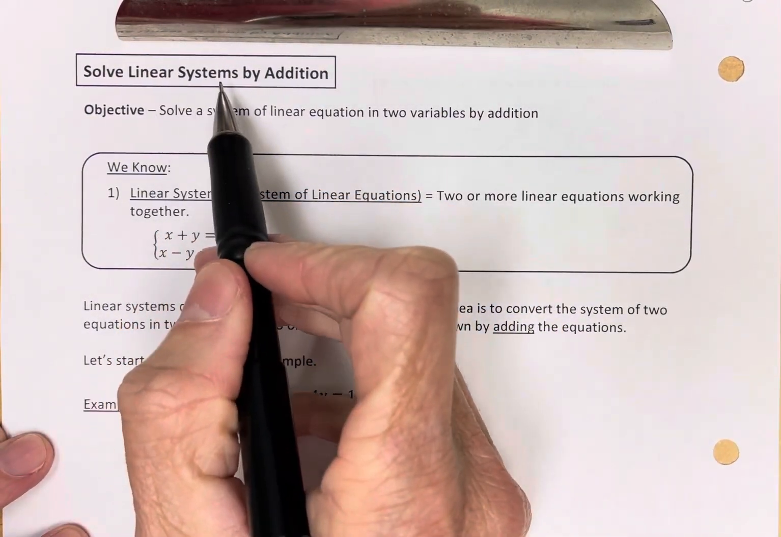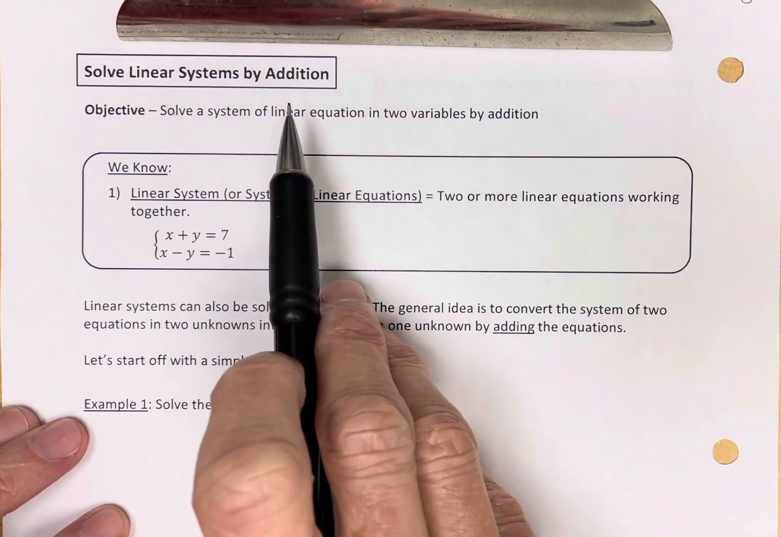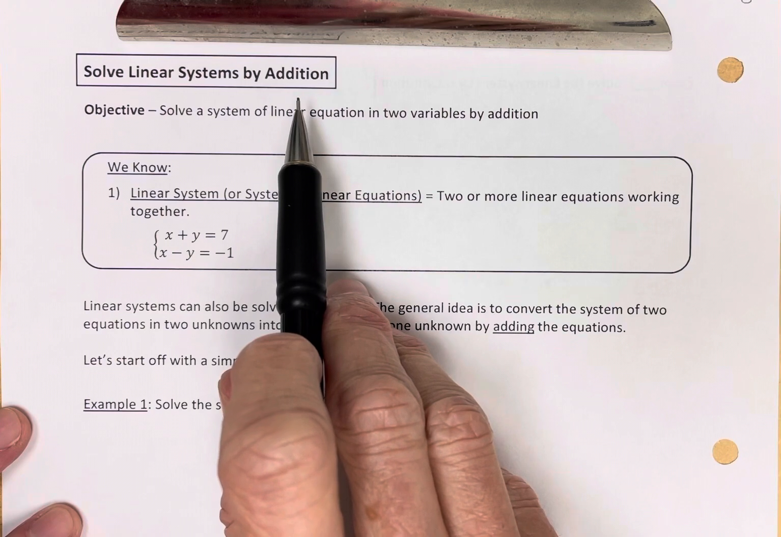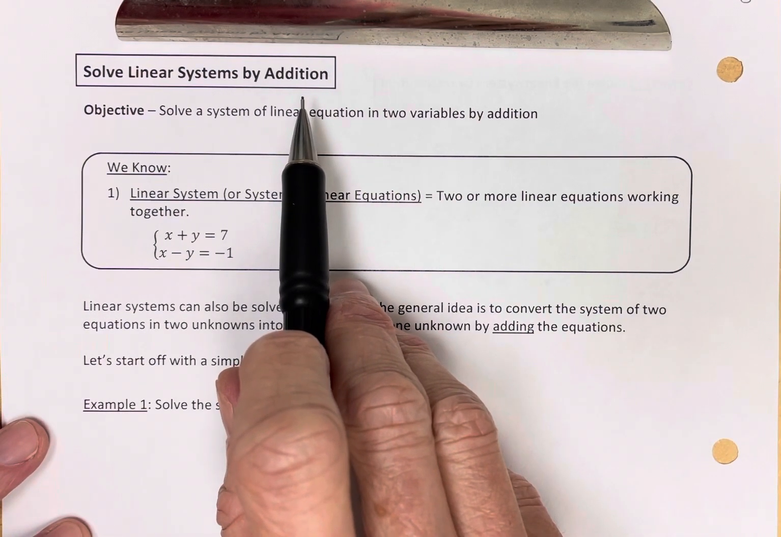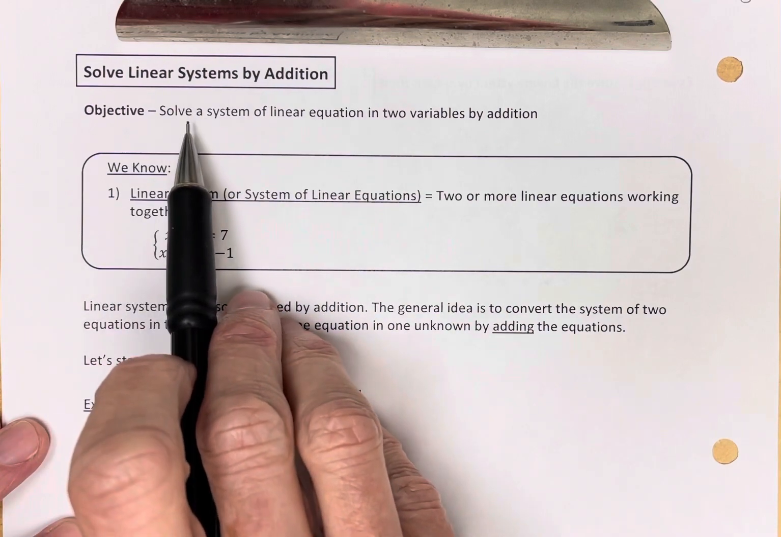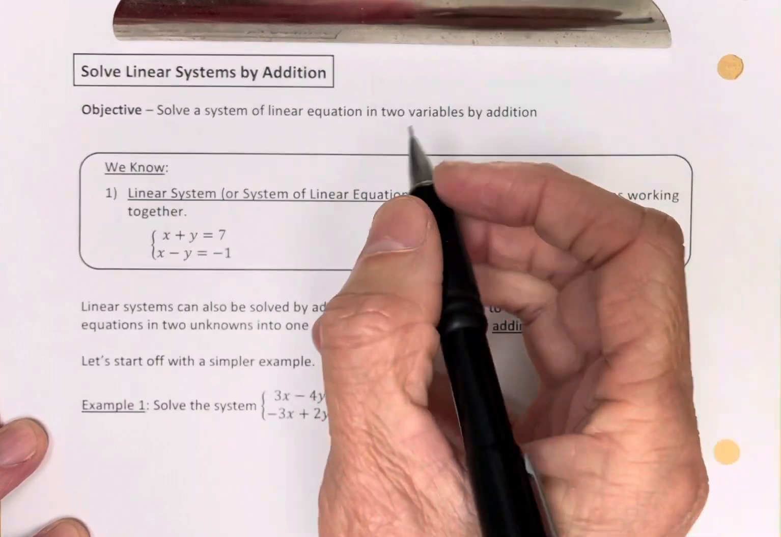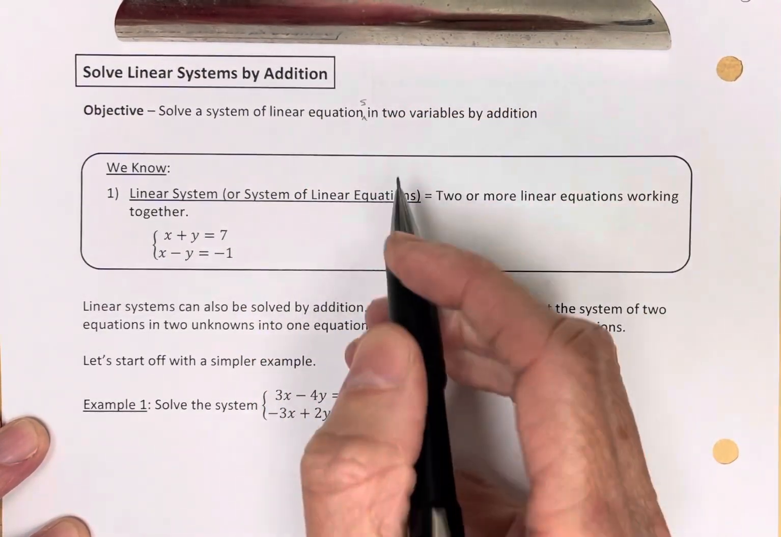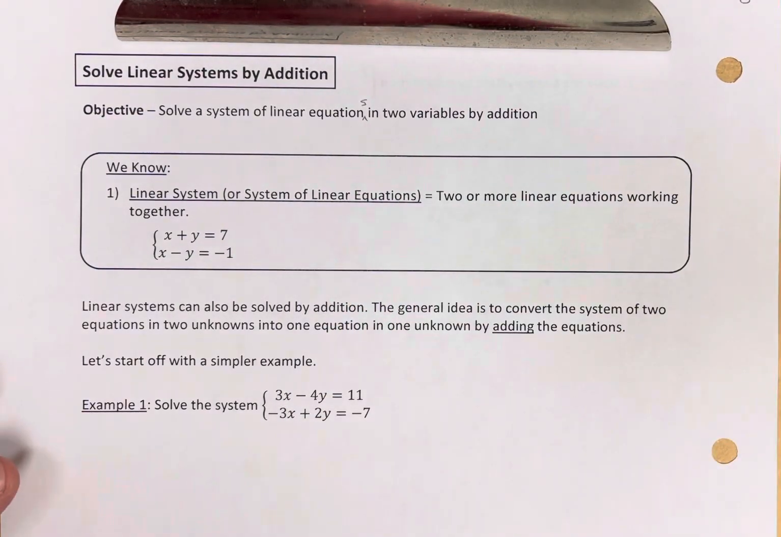Solve linear systems by addition. Well, thus far we've been looking at linear systems and we've solved them by graphing and we've solved them by substitution. In this video, our objective is we want to solve a system of linear equations. Oh, that should be the word equations. Sorry about that. Solve a system of linear equations in two variables by addition.